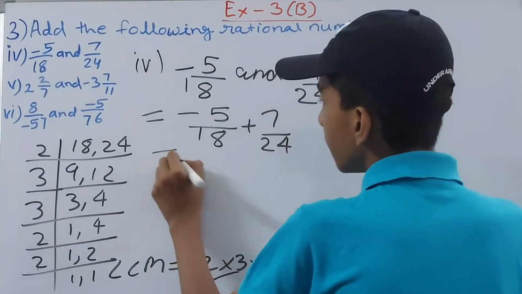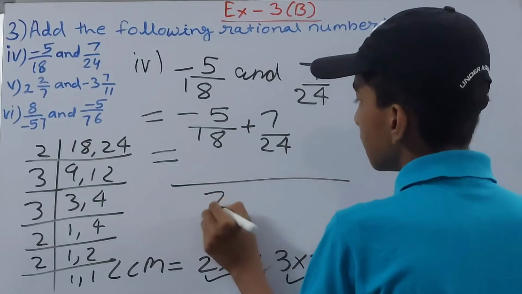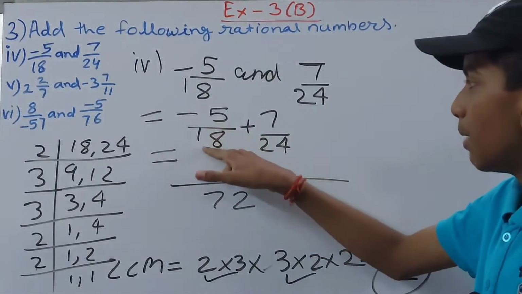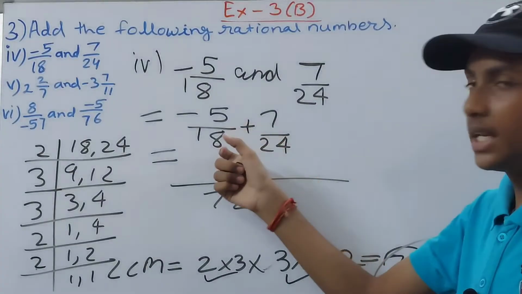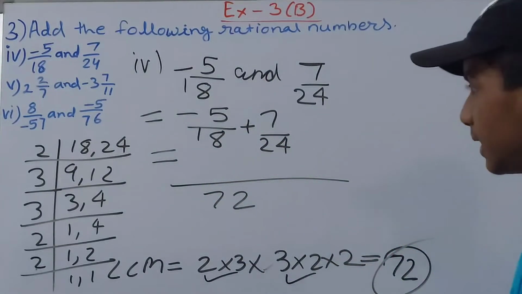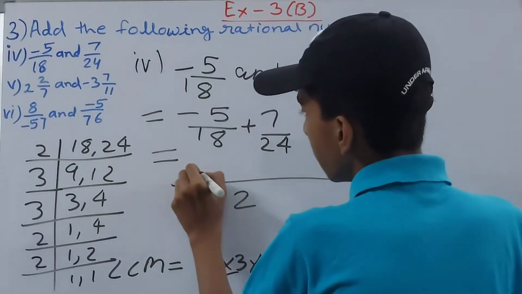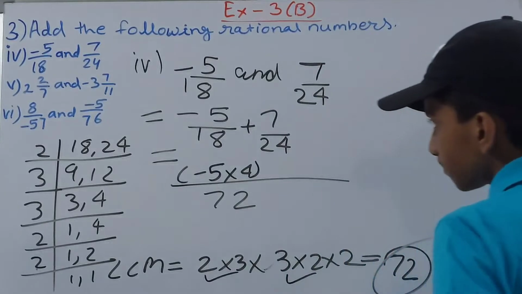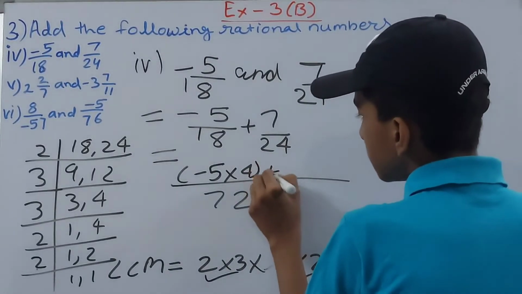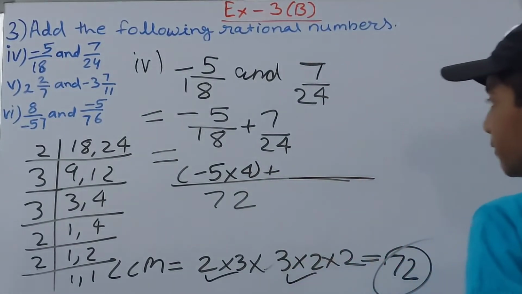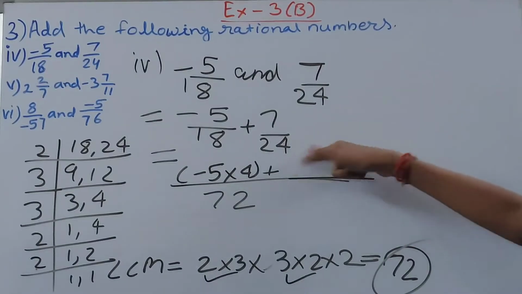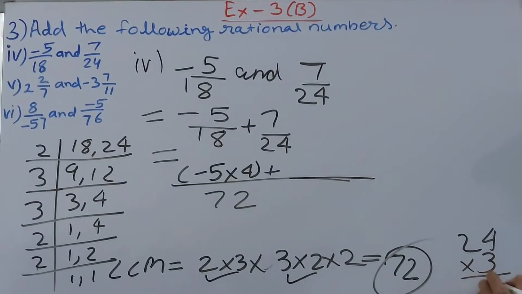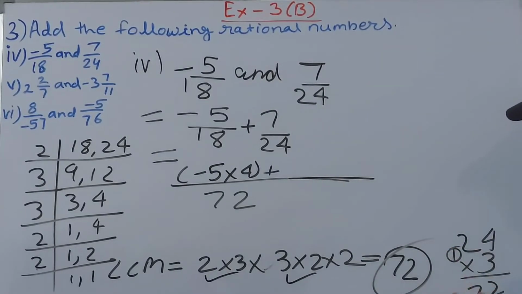So here we'll have 72, right? And what else we can see here is how many times do we get 72 by 18? I think 4 times, right? 18 fours are 72, right, 4 times. So we write here minus 5 into 4, right? And then plus, right? And what else now? We have 24. So 24, let's try 3 times, right? So 24 into 3 is 72, right?